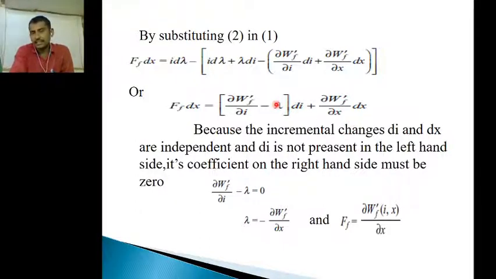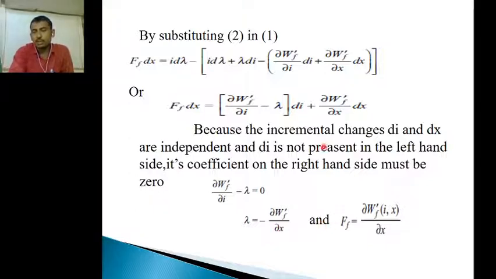By comparing the left hand side and right hand side, we observe that on the right hand side we have the dI term, but on the left hand side we don't have the dI term. So by making the dI coefficient 0, we get ∂W'f/∂I minus λ is equal to 0. By solving this, we get λ is equal to ∂W'f/∂I. Here we wrote ∂x, but that is wrong; we write it as ∂I.